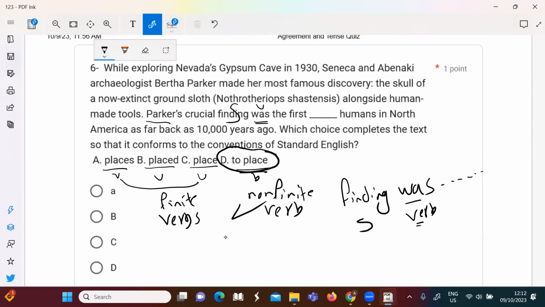I need a non-finite verb. I don't even have "and" here. If there were an "and", I could choose another verb, because "and" makes a compound verb. He was the first, or the finding was the first to place. I need non-finite, not finite.